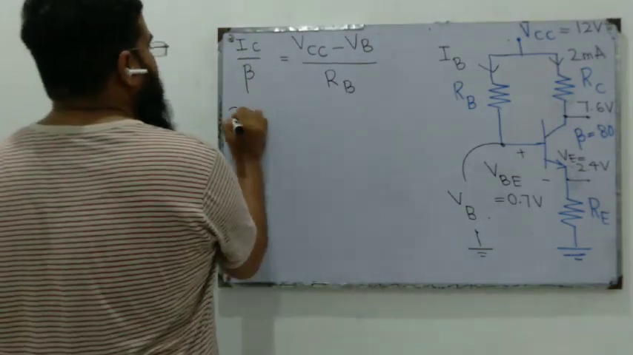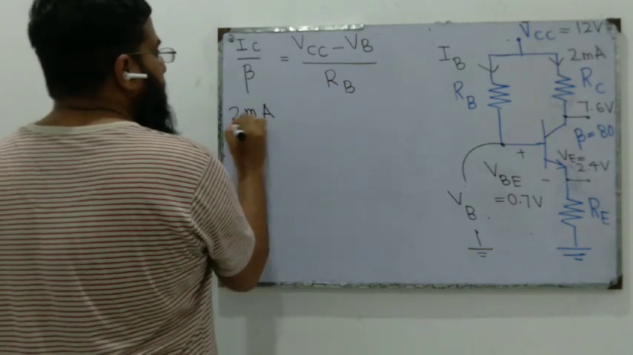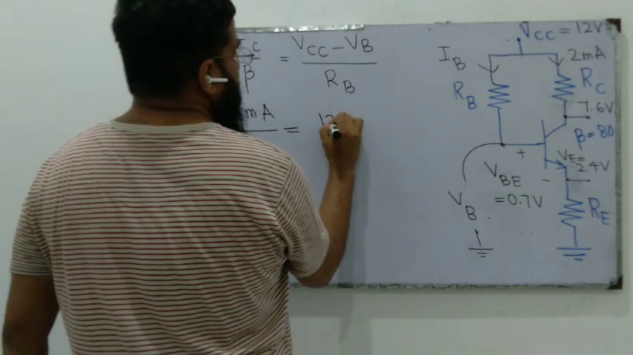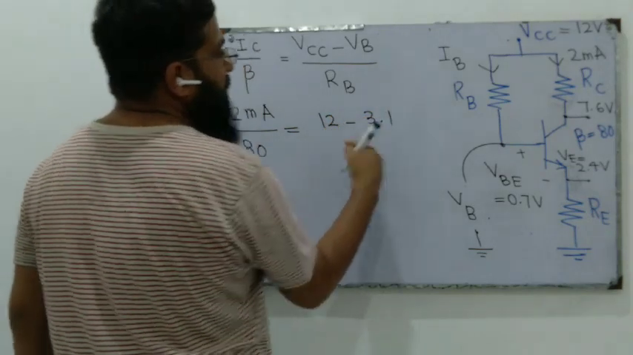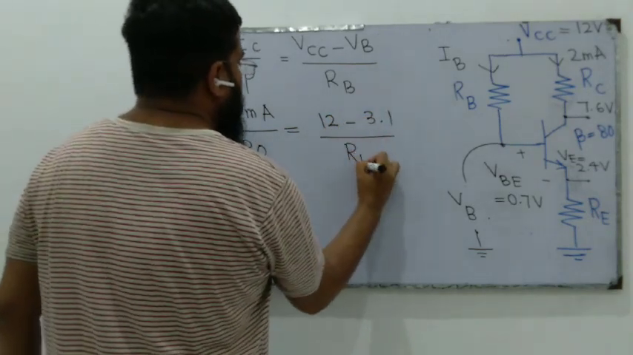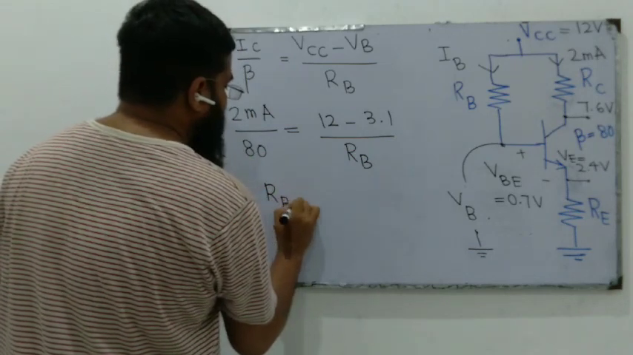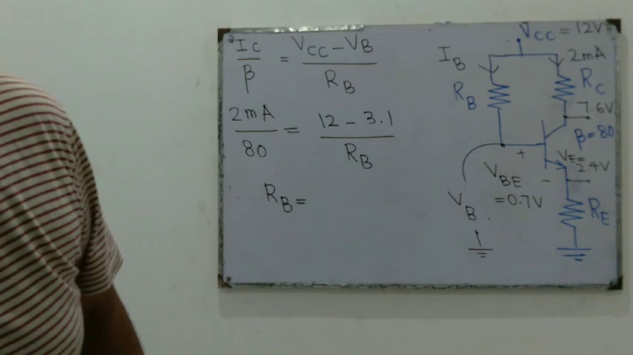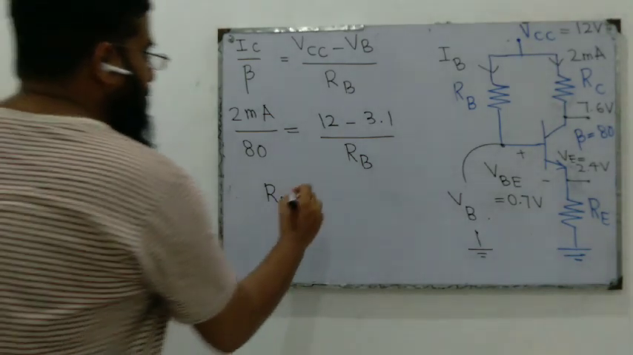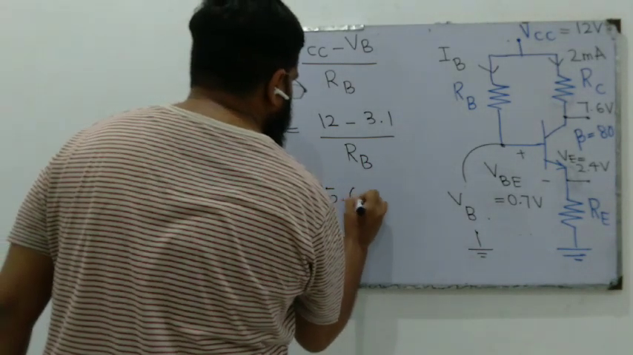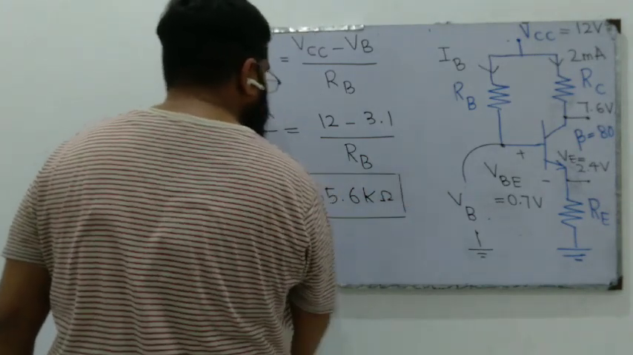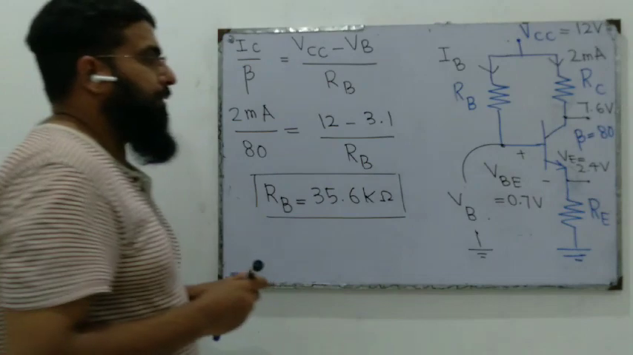So let's put all these values. 2 milliampere divided by 80 equals 12 minus 3.1 volts, just calculated, divided by RB. So we have only one equation and one variable. If we solve, we yield RB is equal to 35.6 kilo ohms.